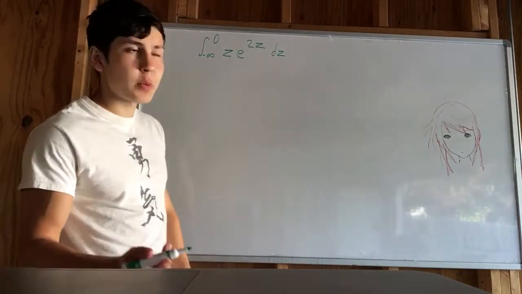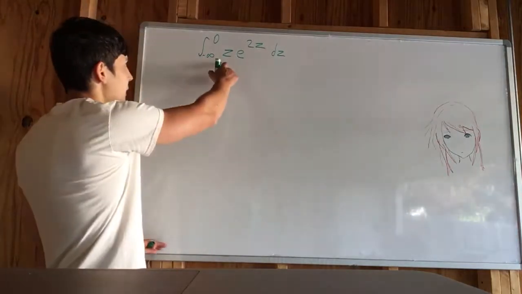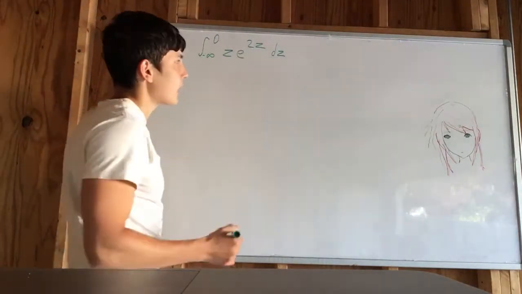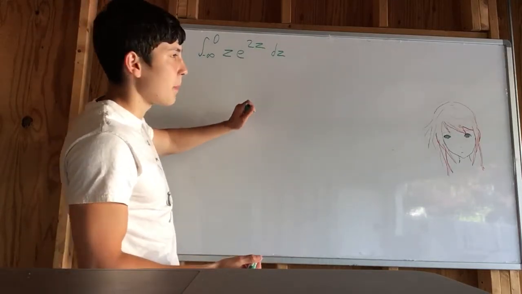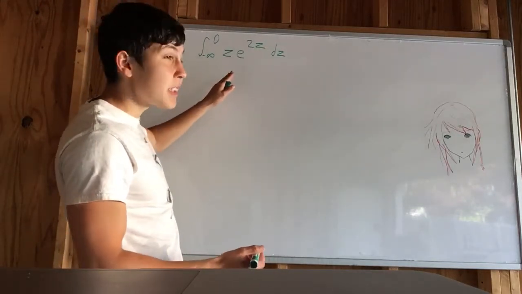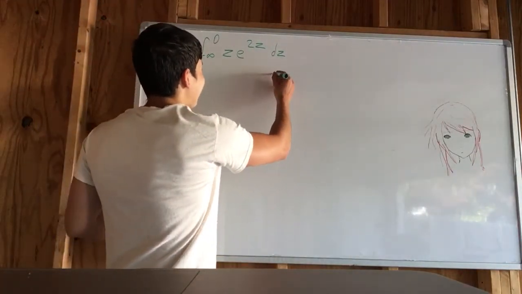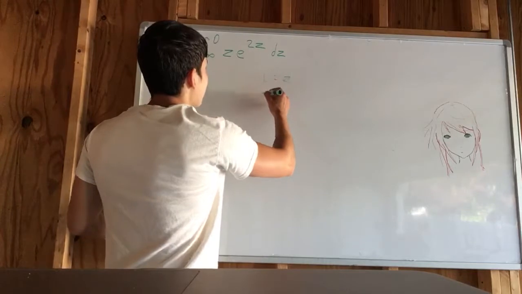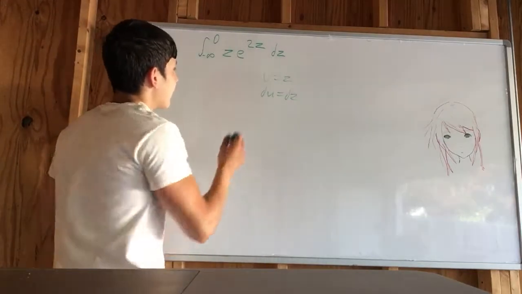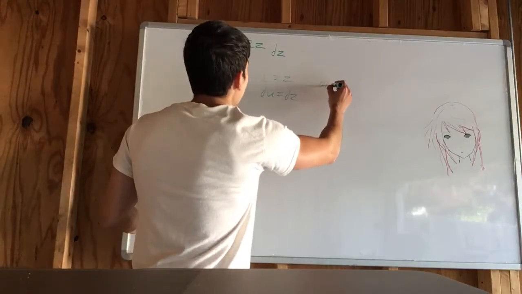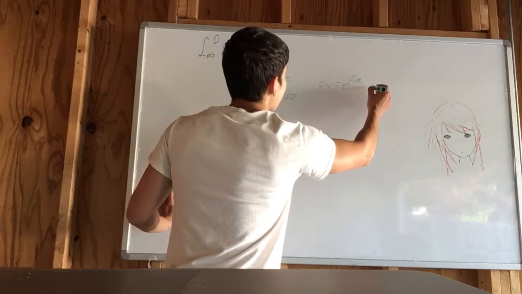With integration by parts, you want to make sure that whatever you let u be, it becomes simpler. So in this case, if we let u be e to the 2z, that doesn't become simpler. That's just 2 times e to the 2z. But if we let u be z, that does become simpler. So u is going to be z. Therefore, the derivative is dz. We're going to let dv be the rest of that, which is e to the 2z dz.